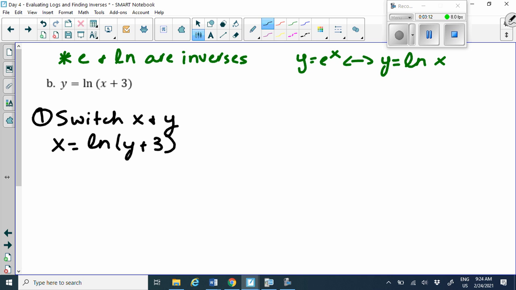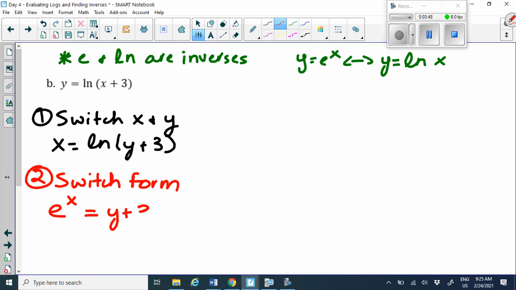Now notice the y plus 3, that is in parentheses, okay? So remember, we can't take things out of the parentheses, not just yet. So now our next thing is we need to switch forms. We are in natural log, that means we need to switch to our e, the exponential, okay? Now remember, from here, we're going to have e to the x power, and then equals y plus 3. Because remember, the y needs to be on the other side, okay?